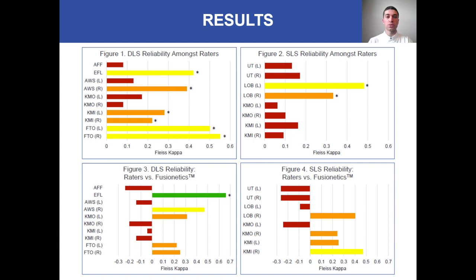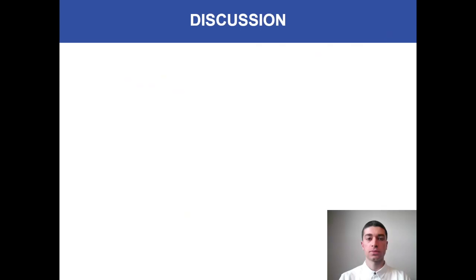Strength of agreement between raters was poor to moderate for all scored items of the double leg squat and single leg squat. Strength of agreement between the raters and the automated 2D motion analysis system was also poor to moderate for all scored items of the double leg squat and single leg squat, except for excessive forward lean during the double leg squat.